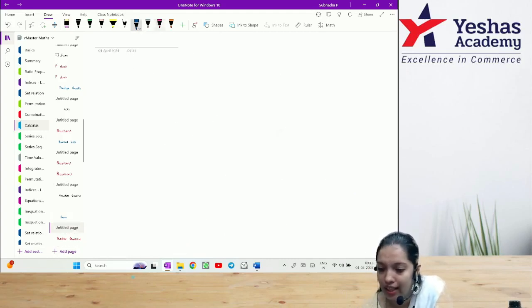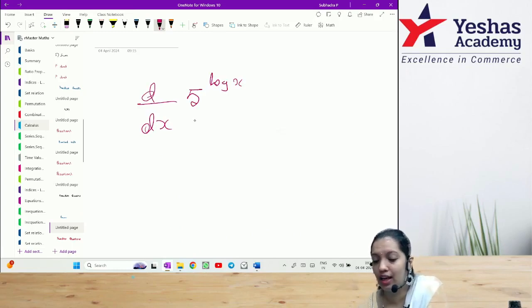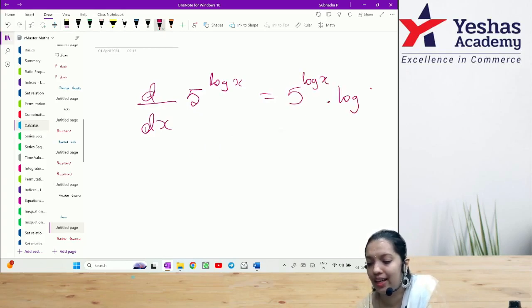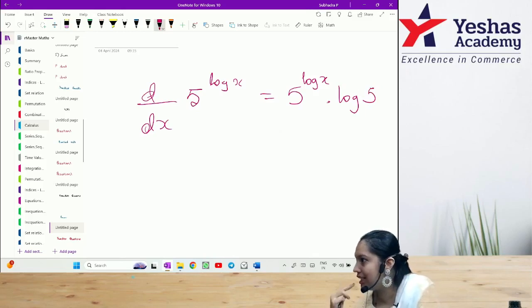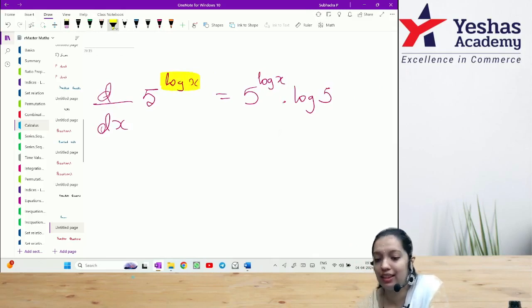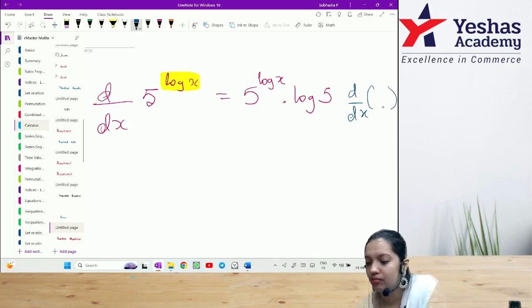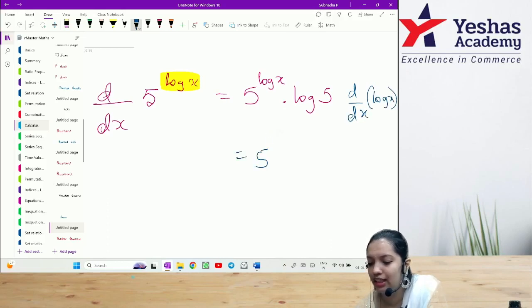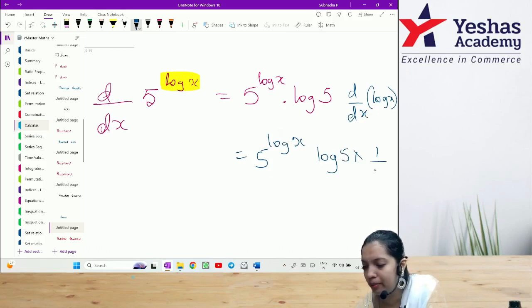Rahul, can you help me find the derivative of 5 to the power log x? First time you see it, doesn't it look like a power x? What is the formula for a power x? A power x into log a. So 5 power something into log 5. Everyone understood this? It looks like a power x. Now go to this power, log x. What is the derivative of log x? 1 by x. So that's your final answer: 5 power log x into log 5 into 1 by x.